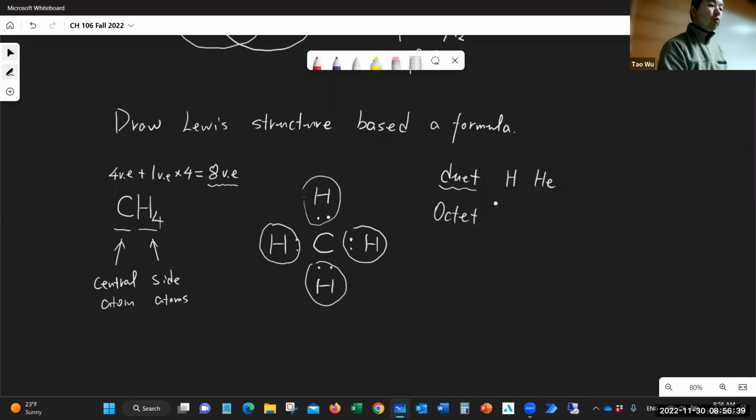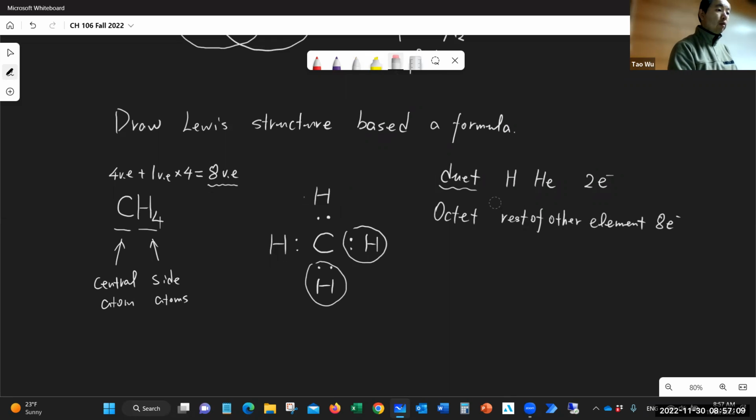The octet rule means that the rest of the other elements must have 8 electrons in the outside. In this case, carbon has to follow the octet rule, which means the outside of the carbon should have 8 electrons. If you count, obviously they have 8 electrons. That makes sense, right? So hydrogen follows duet, carbon follows octet, and that's a perfect Lewis structure, which means this Lewis structure is correct.